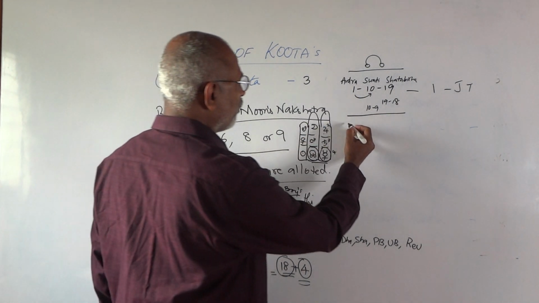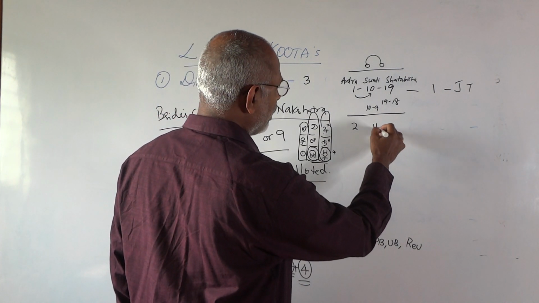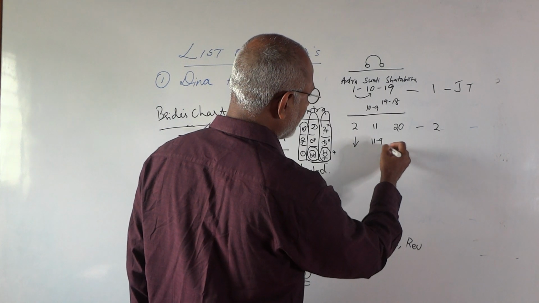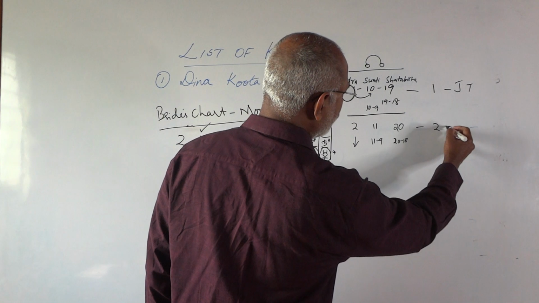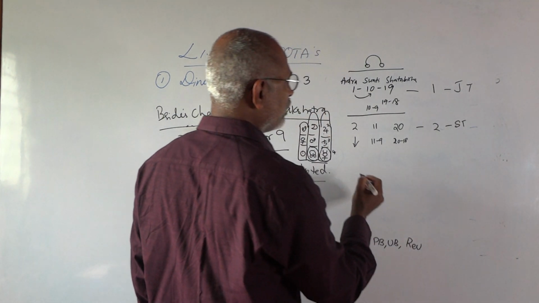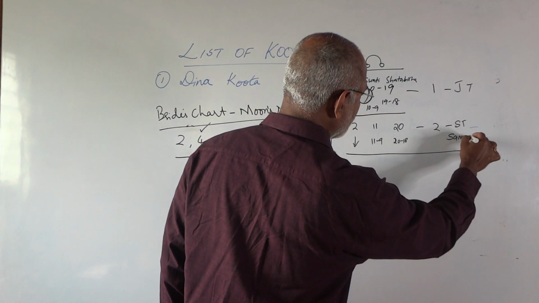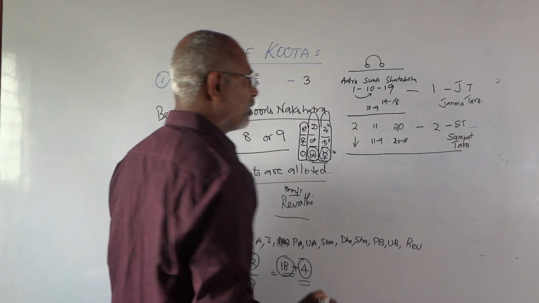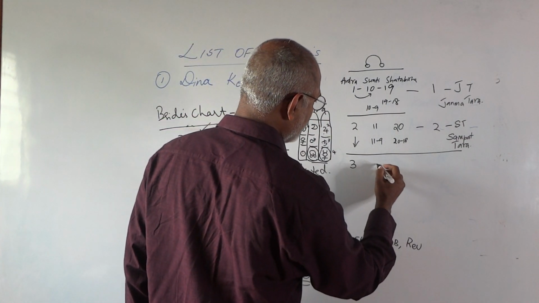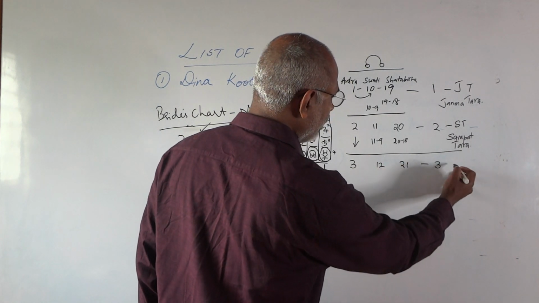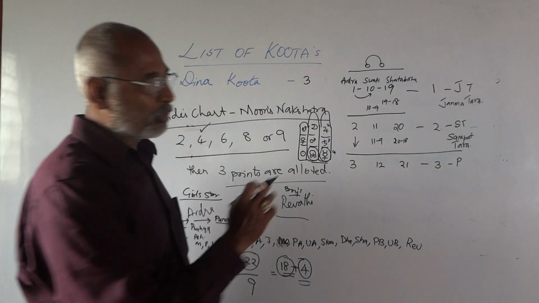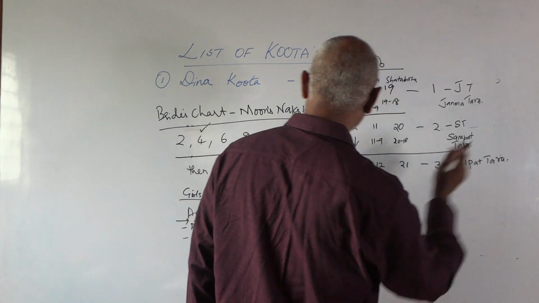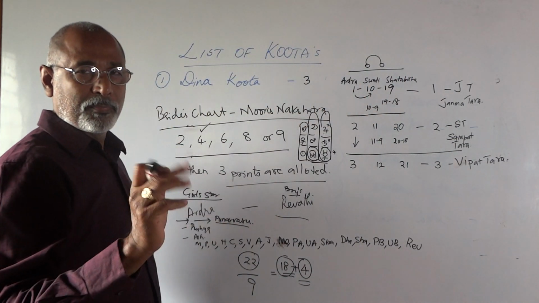Next, the same thing will repeat for planets which are in 2nd, 11th and 20th. You get remainder as 2. That is 2 is 2 itself. This is 11 minus 9. This is 20 minus 18. So you get 2. So it is called Sampath Tara. This is Janma Tara. So the third one is 3, 12, 21. Remainder will be 3. Then you have Vipat Tara. I get confused between Pratyak and Vipat. Earlier also when I was telling number 3, I think I used Pratyak Tara. It should be Vipat Tara.